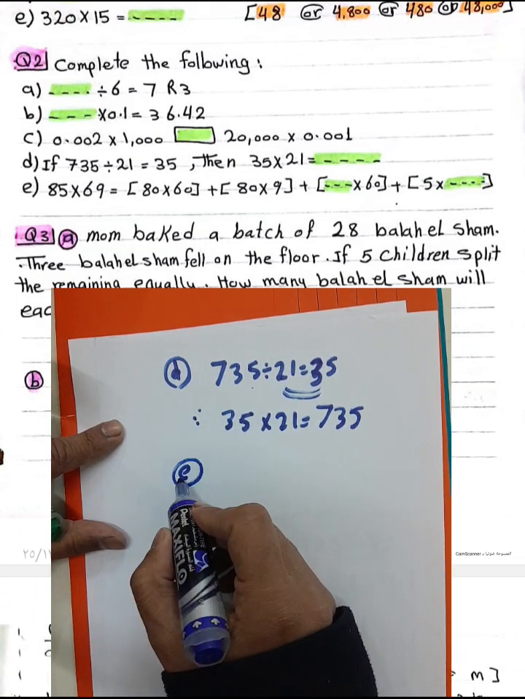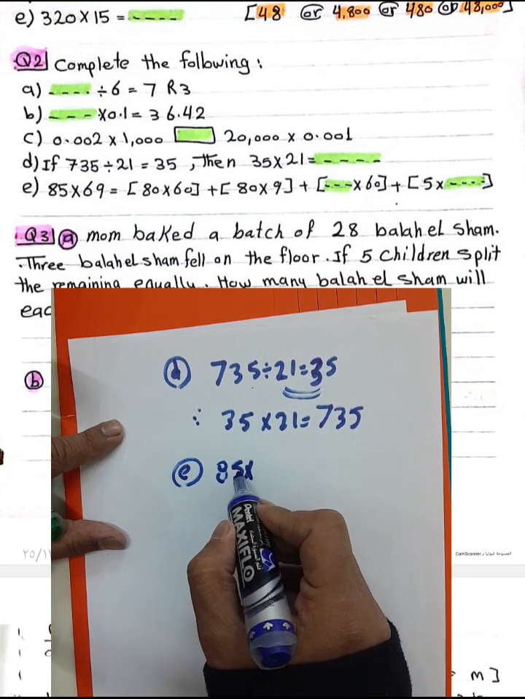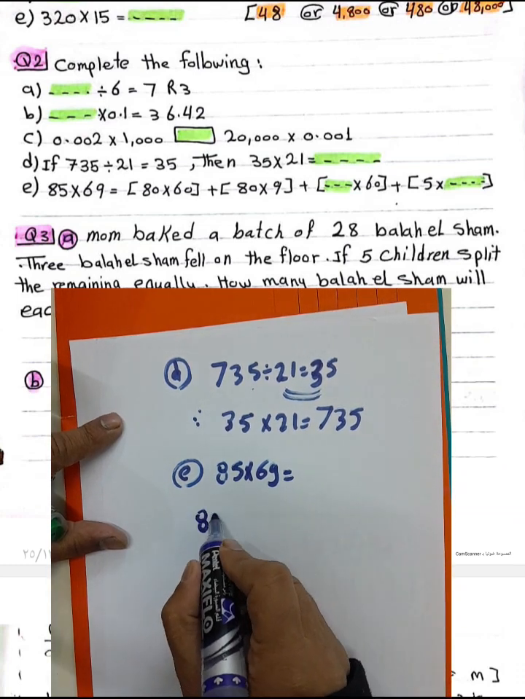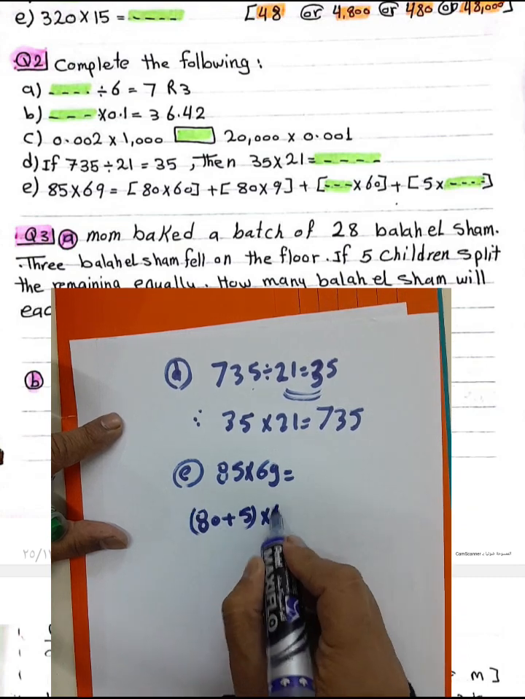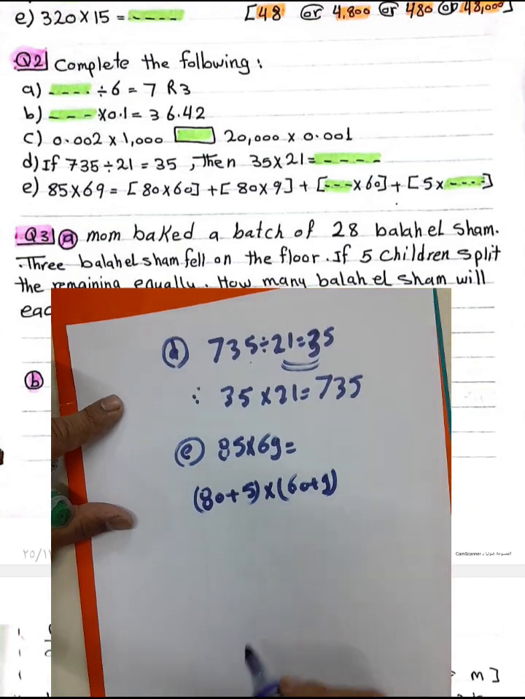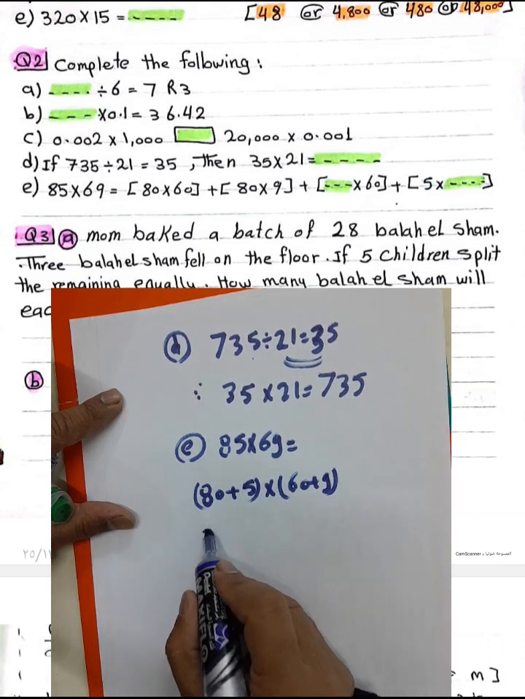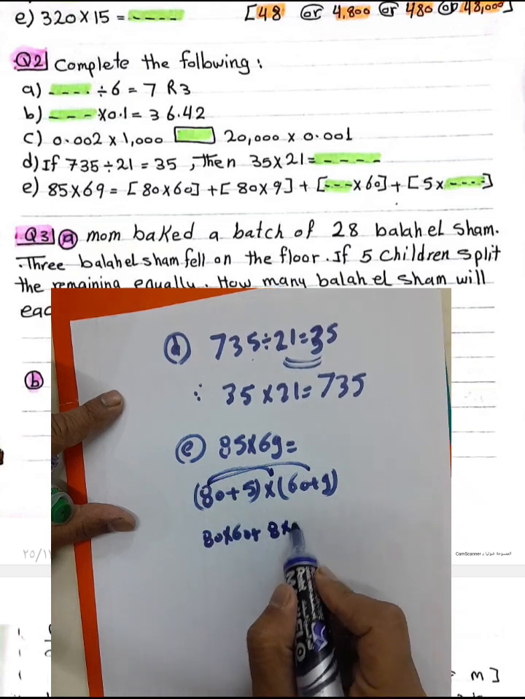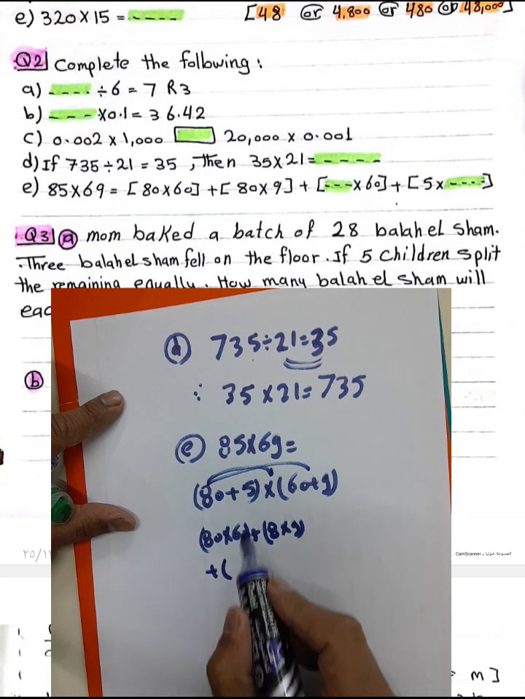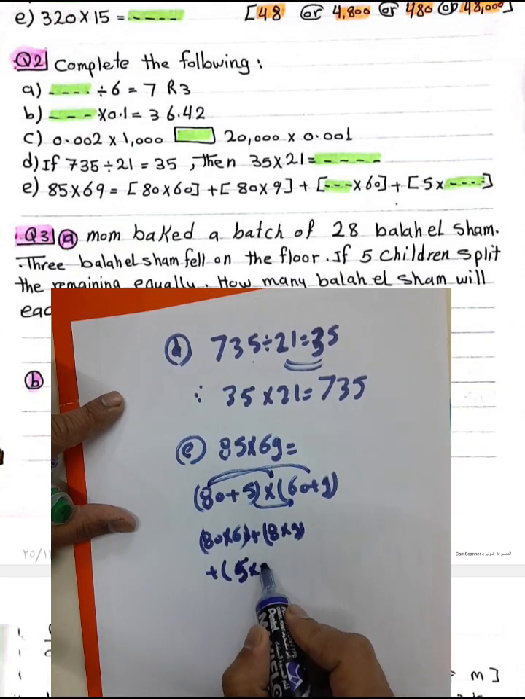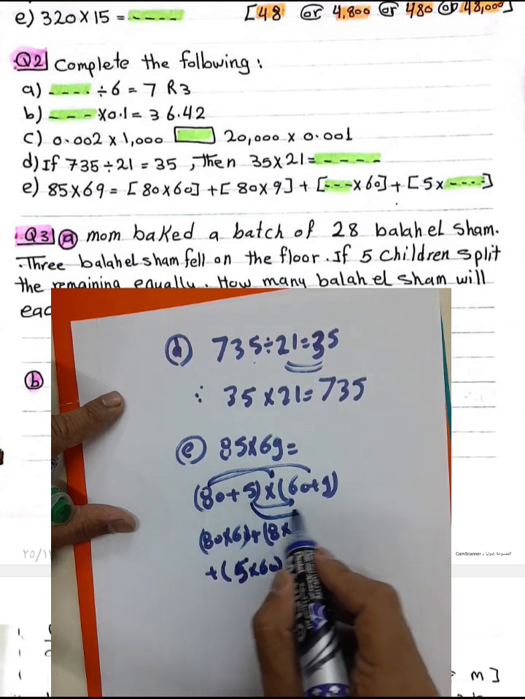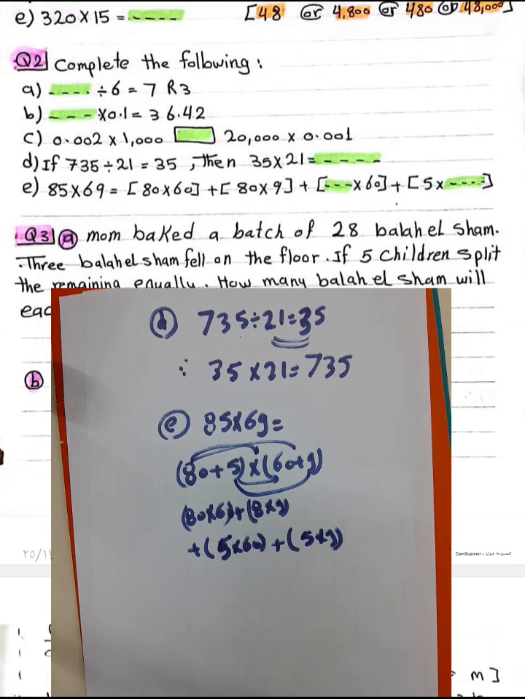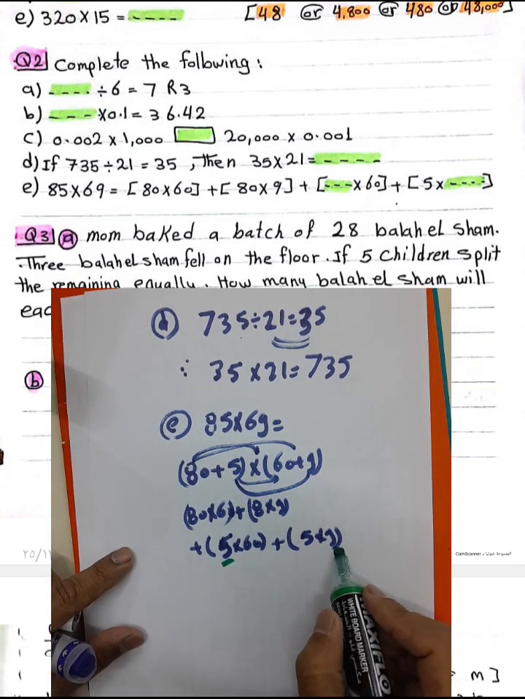Question letter E. 85 times 69. We use here the distributive property. It was 80 plus 5. Multiplication by 69 using the distributive property. 80 times 60, and then 80 times 9, and then 5 times 60, and then 5 times 9. You must write in this space 5 times 60, and here write 9 in the space.